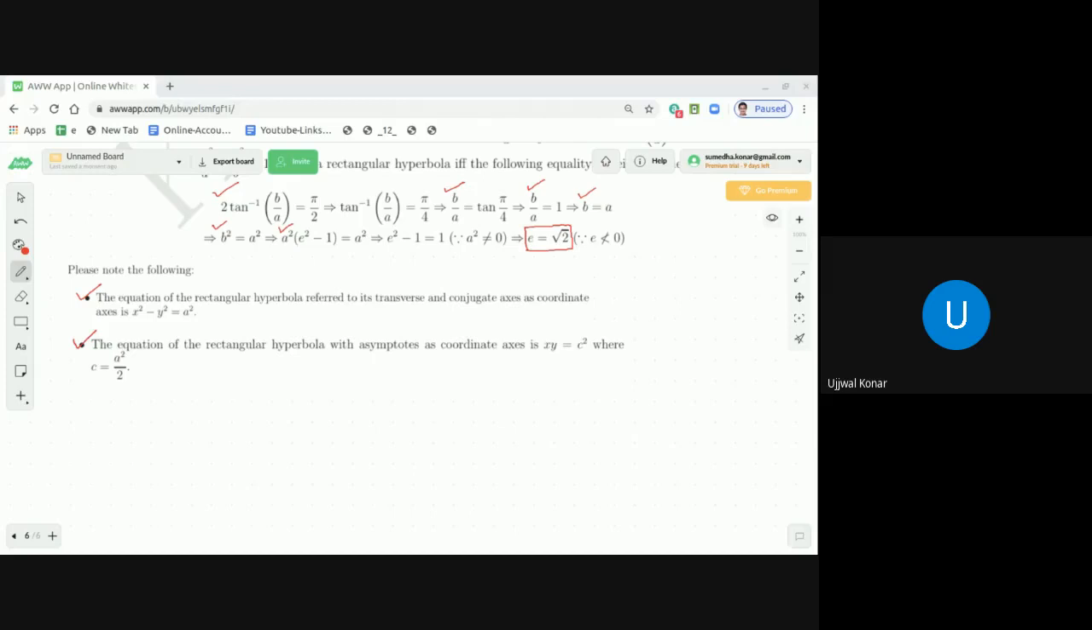Now, for a rectangular hyperbola xy is equal to c square, the coordinates of any point on the curve can be written as ct and c by t, where t is a parameter. I will explain the significance of t here. Before that, let me place the statement from the study material here, and then we can discuss further.